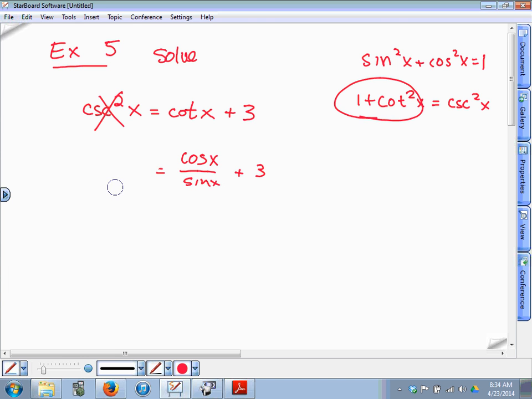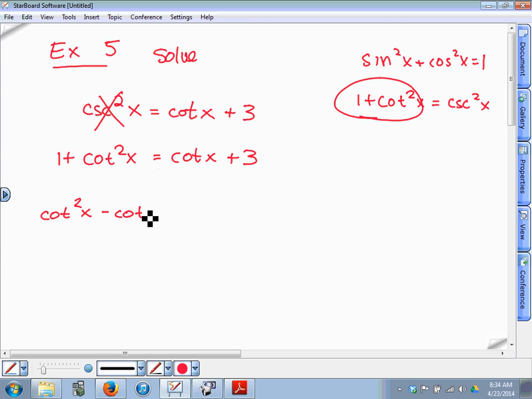So I'm actually going to erase this. Try it again. This cosecant squared of x can change into this. 1 plus cotangent squared of x equals cotangent of x plus 3. Get everything on one side. So cotangent squared of x minus cotangent of x minus 2 is equal to 0.